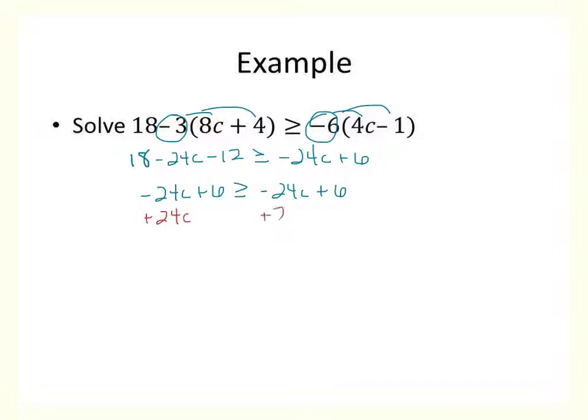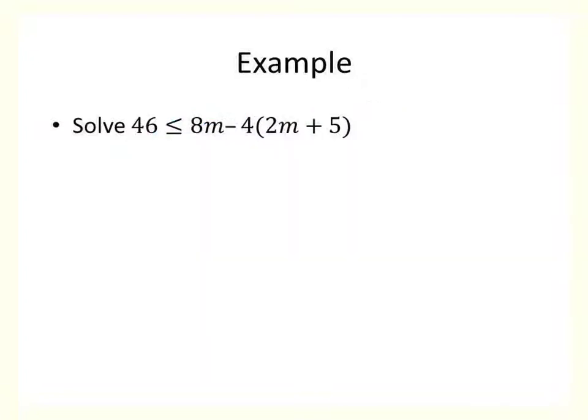So if we add 24c to both sides, you're looking at 6 is greater than or equal to 6, and is that true? That is true because it's equal to. So in this case, it is all real numbers. All right, this is the last example for this lesson. Why don't you go ahead and pause the video and make sure that you can work it out.